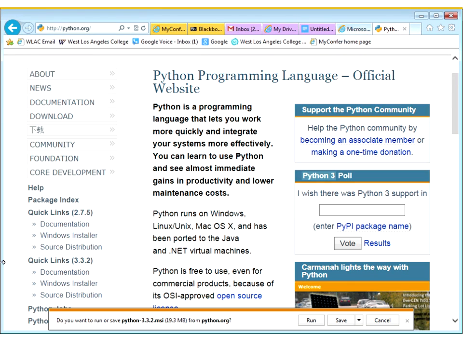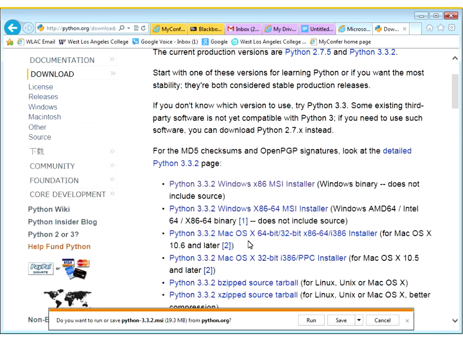And another question that Rosemary had is, is it fine if we're using Mac OS X? And the answer is yes. So if you go into download here, if you look at the screen now, there's a Python 3.3.2 Mac OS X 64-bit, 32-bit installer. And so it will basically install the same thing. It'll be a little different, and if you do need help with the way that it looks on the Mac, I have a Mac, and so I can do a demo on that as well if anyone needs that.